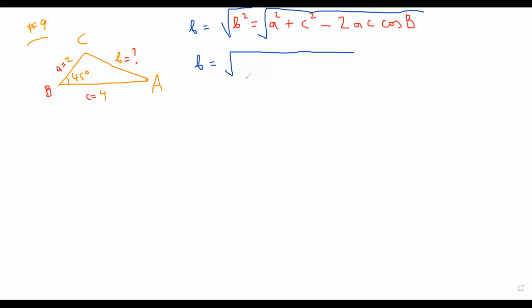So I go with the 2 squared. So now I'm going to plug in whatever they gave me. A is 2, C is 4, so plus 4 squared. And then I subtract from this 2 times 4 and multiply it by cosine of the angle in between, which is cosine of 45 degrees. So this is what I have here to calculate.